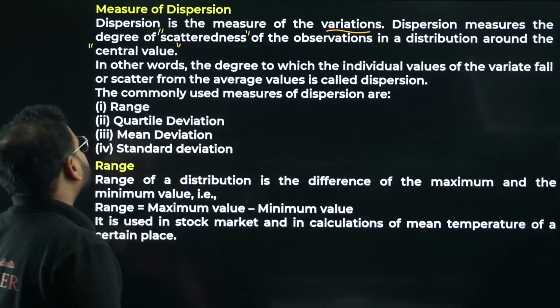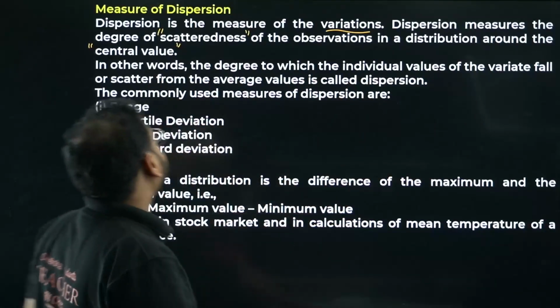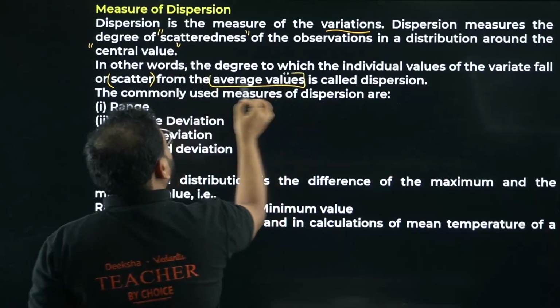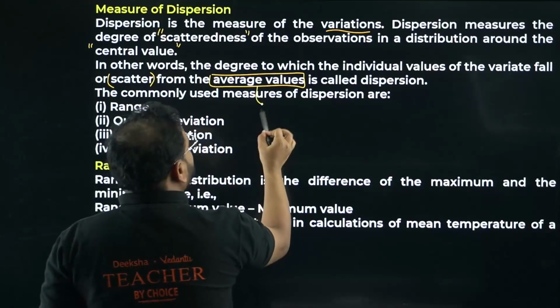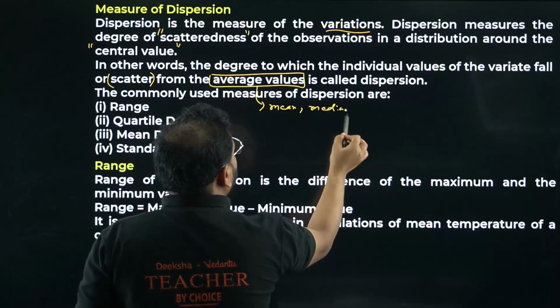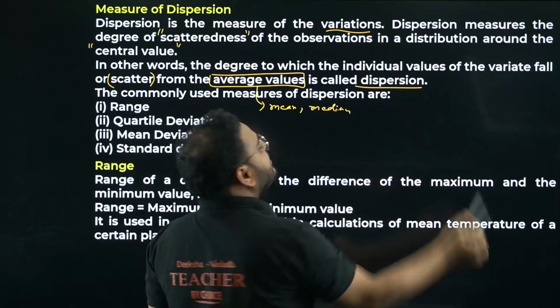In other words, the degree to which the individual values of the variate fall or scatter from the average values. What are average values called? This is called the mean, median and such. Scatter from the mean or from the median is called the dispersion.